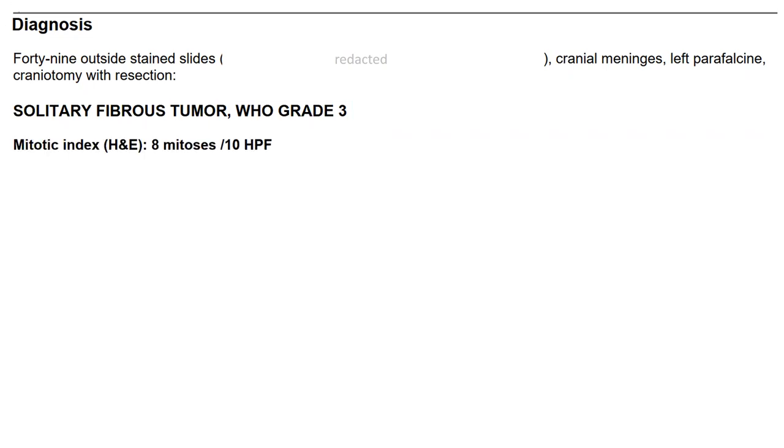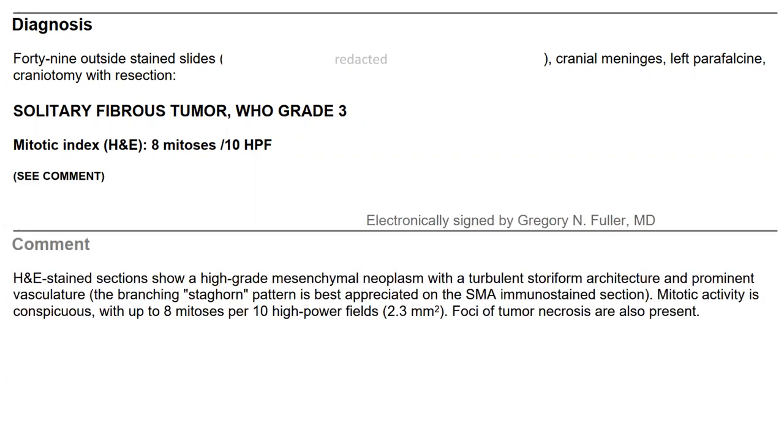How did this get to grade 3? Because it had 5 or more mitoses per 10 high-power fields. All right, and that's going to be defined as something around a single high-power field, 0.23 square millimeters. All right, and this one had 8, which is well into the grade 3. Here's the comment. H&E stained sections show high-grade mesenchymal neoplasm, turbulent storiform architecture, prominent vasculature, branching staghorn pattern, best appreciated on SMA. I could have added CD34, should have, doesn't matter. Mitotic activity is conspicuous, up to 8 mitoses per 10 high-power fields. All right, 10 times 0.23 is 2.3 square millimeters.